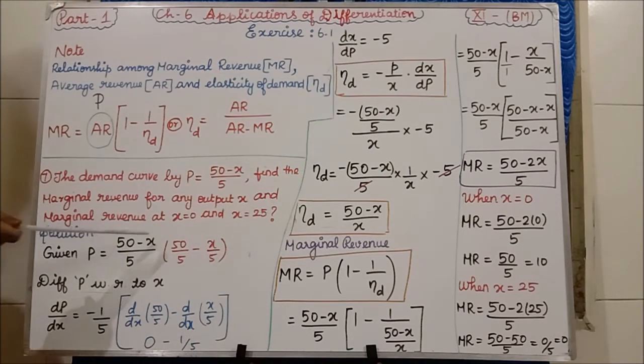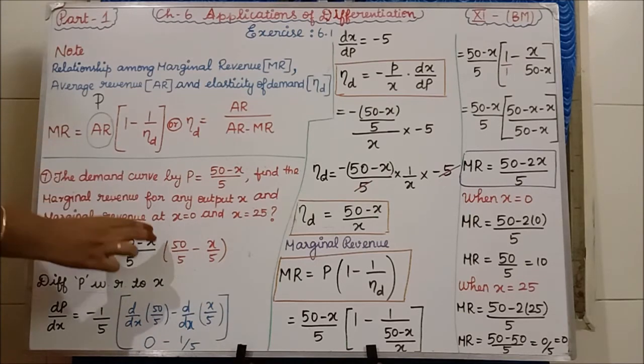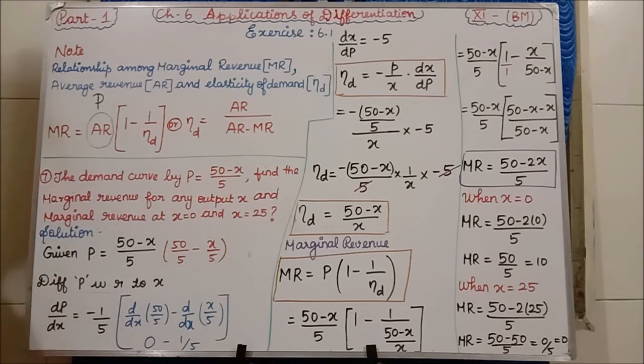So P equal to 50 minus x divided by 5 is the price they have given. We have to differentiate this with respect to x. See, 50 by 5 we can write separately, minus x divided by 5 we can write separately, to make the differentiation easy.